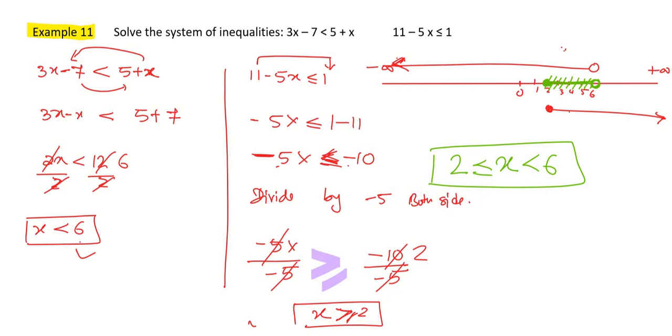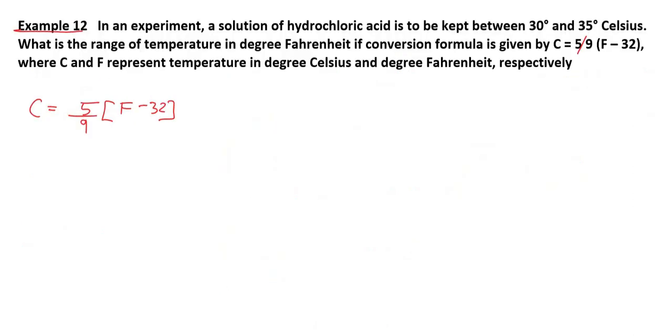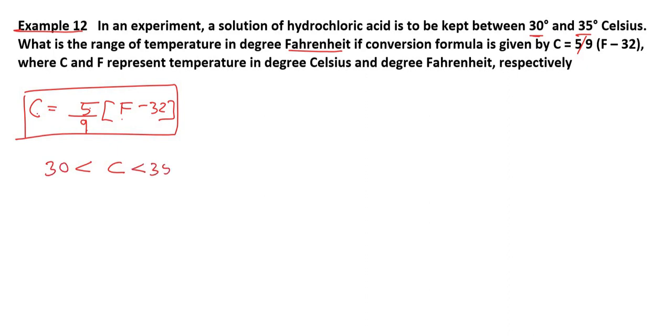Fine. Next question. So here is example 12. They are saying, in an experiment, hydrochloric acid should be kept between 30 and 35 degrees Celsius. So what is the range of Fahrenheit temperature? And the relationship of degree centigrade with Fahrenheit is given as C is equal to 5 by 9 (F minus 32). So the range of temperature is more than 30 but less than 35.